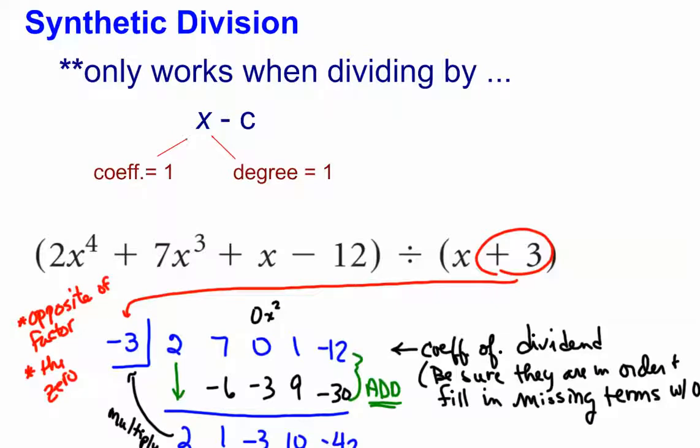Okay, hopefully you've seen this before. It's called synthetic division. It's a much quicker way of dividing polynomials. Unfortunately, it only works in special cases, and those cases are when we're dividing by something of the form x minus c. Well, it could be x plus c, but the point is this first thing is a plain x. It has a coefficient of 1 and a degree of 1, right? So I'm going to show you how we do this.